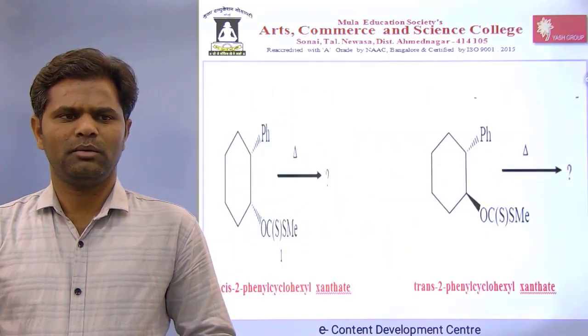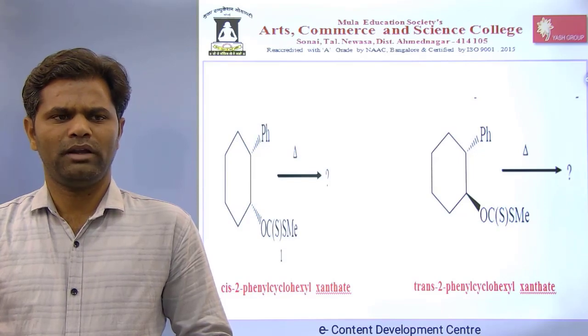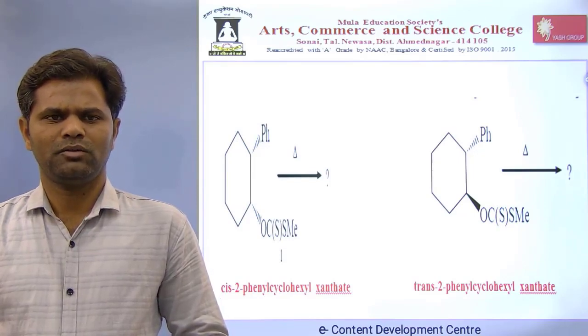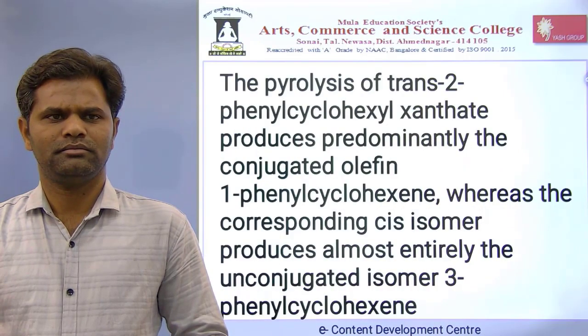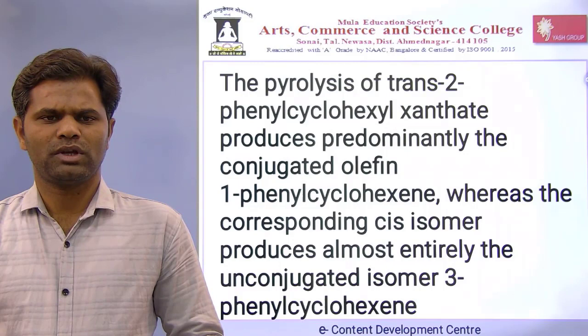Now consider the example cis-2-phenyl cyclohexyl xanthate. What is the product when it undergoes the pyrolytic elimination? And in case of trans-2-phenyl cyclohexyl xanthate, what is the product? The pyrolysis of trans-2-phenyl cyclohexyl xanthate produces predominantly the conjugated olefin 1-phenyl cyclohexene, whereas the corresponding cis isomer produces almost entirely the unconjugated isomer 3-phenyl cyclohexene.